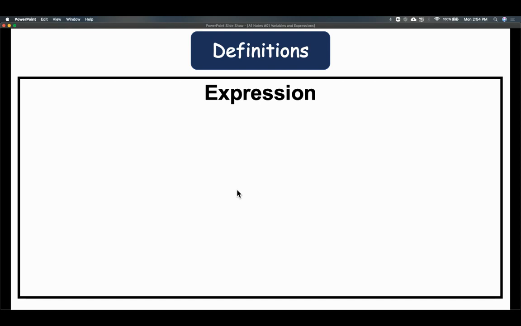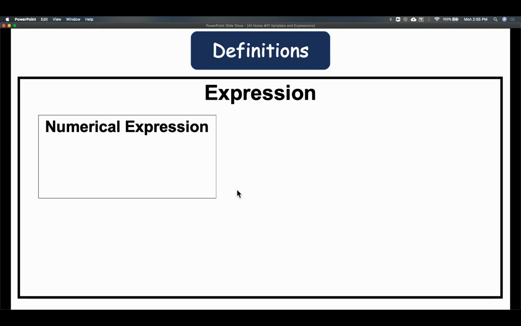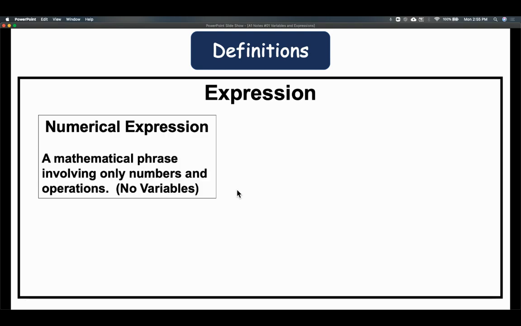In math, there are two types of expressions, or at least in our class, we're going to have two main expression types that we're going to see. One is called a numerical expression. A numerical expression is a mathematical phrase involving only numbers and operations, no variables. So a dead giveaway that it's numerical is that you only see something like 6 plus 5. You only see numbers and an operation telling you what to do with those numbers. You're not going to see any letters, so no variables.